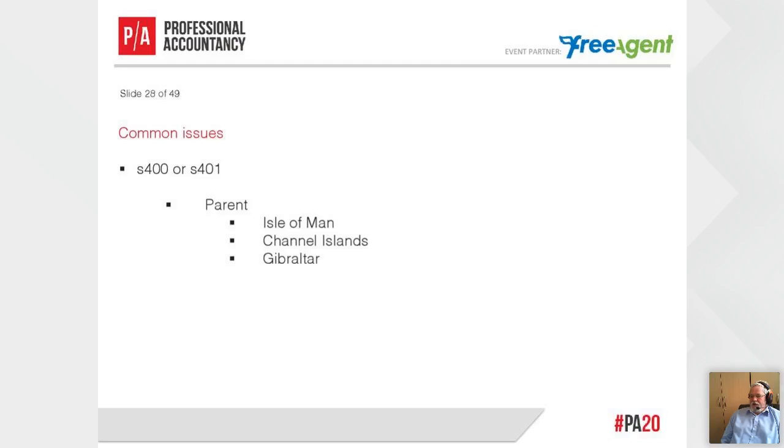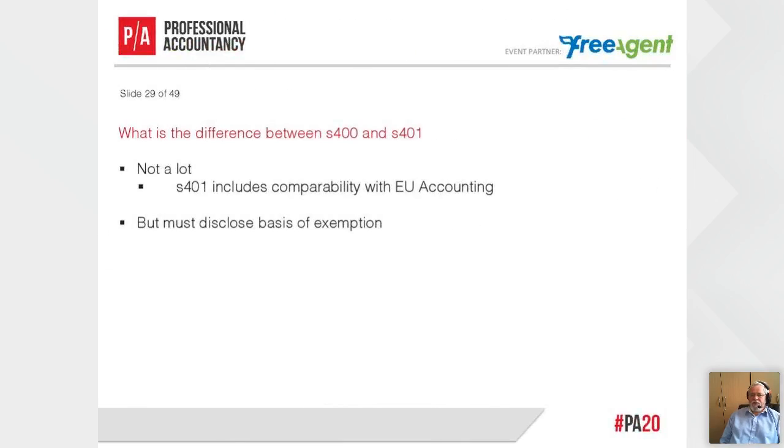So I had inserted this as a bit of what I refer to as an interactive quiz, but don't worry, there'll be no quiz element at all. So I've chosen here 3 very common locations for parents of UK intermediates: Isle of Man, Channel Islands, and Gibraltar. And the simple question would be, for each of those, would you use either 400 or 401? Well, the answer is you'll be using 401 for the Isle of Man and the Channel Islands because they are not part of the EEA, but Gibraltar is. So you'd actually be using section 400 in that instance.